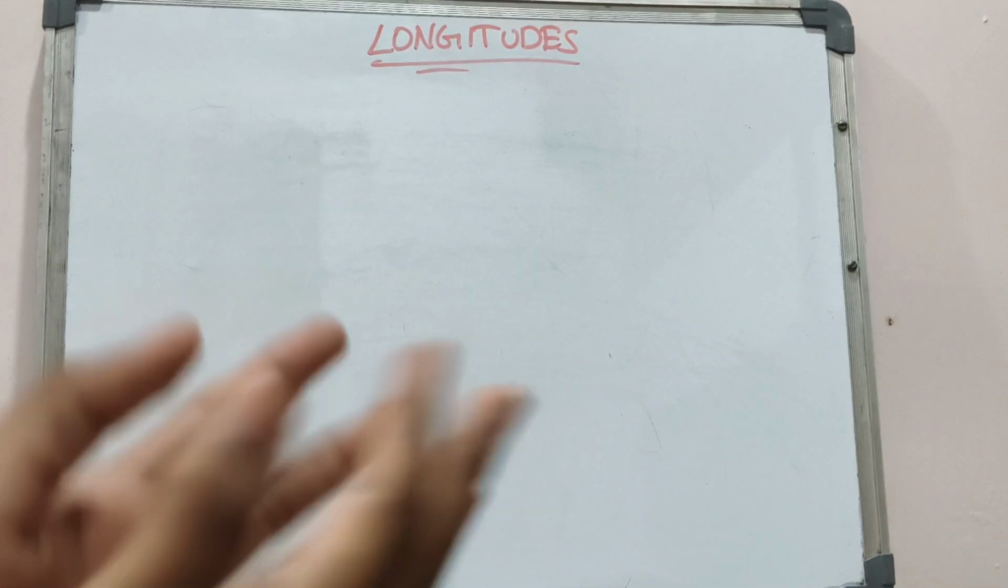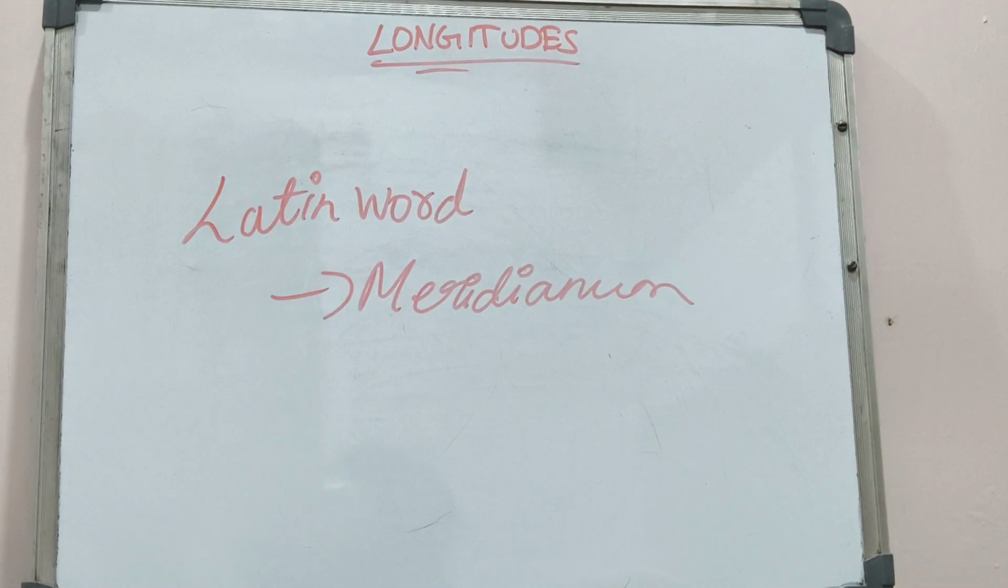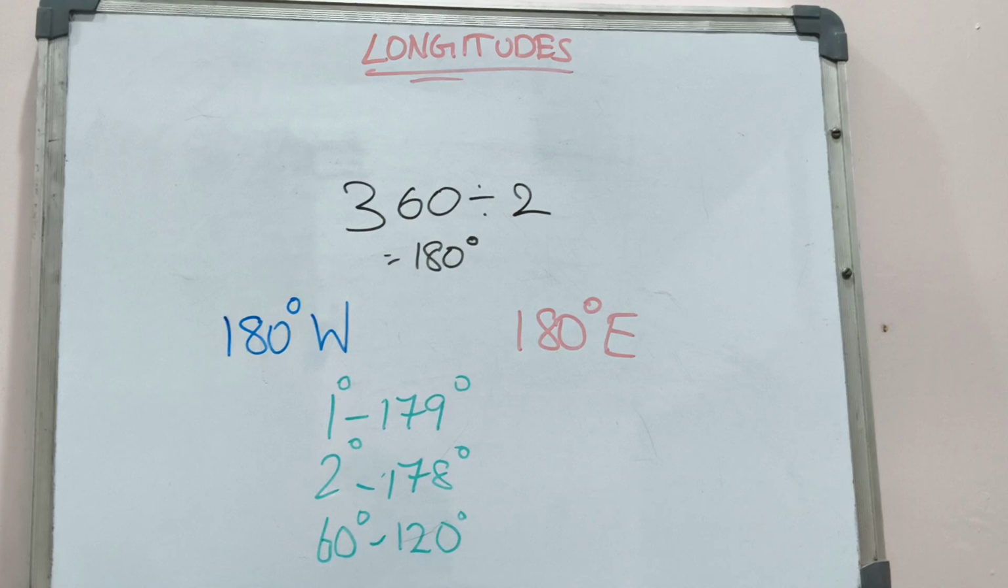The lines of longitude are also called meridians of longitude. The word meridian is derived from a Latin word, meridianum, and the word meridianum means noon.